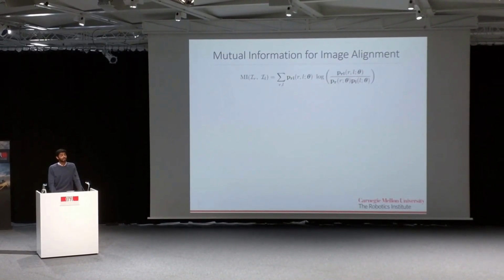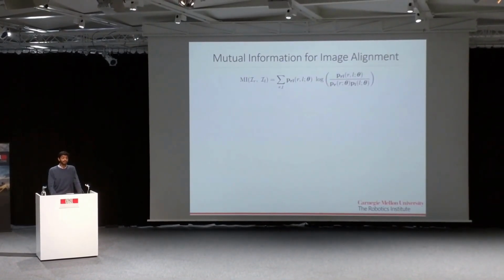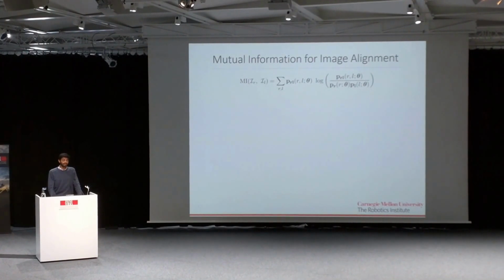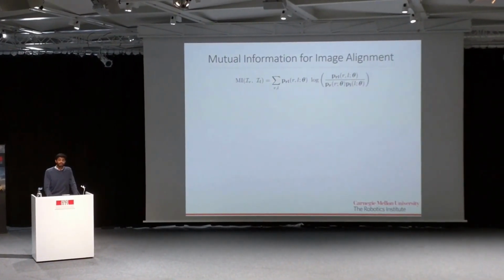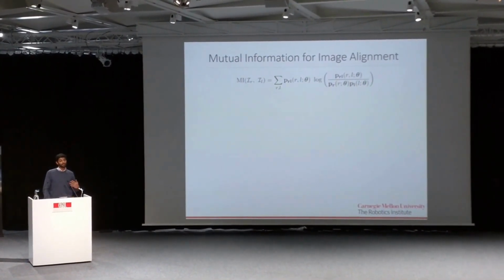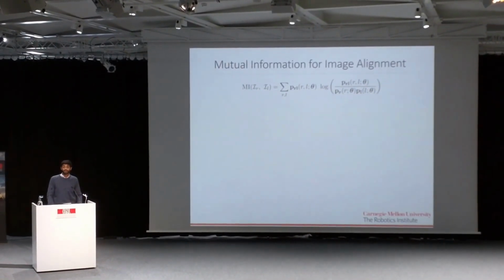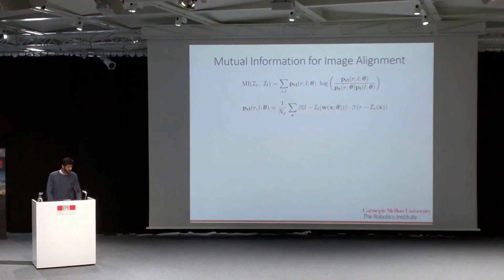As a quick reminder, mutual information is the KL divergence between the joint distribution and the product of its marginals. And so to compute mutual information here, we'll have to compute a joint 2D histogram for the discretized case.